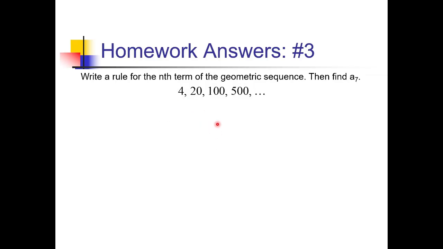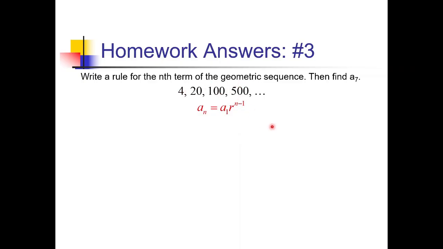For this problem, they want a rule for the nth term of this geometric sequence and then the 7th term specifically. So let's write our general formula out for a sequence nth term. That would be a sub n equals a1 times r to the n minus 1. And we just have to figure out a1 and r. A1 is just this first term, 4. R is going to be the common ratio here. So just take any term and divide it by the one before it.